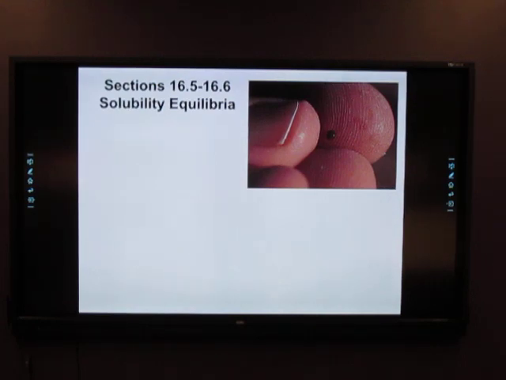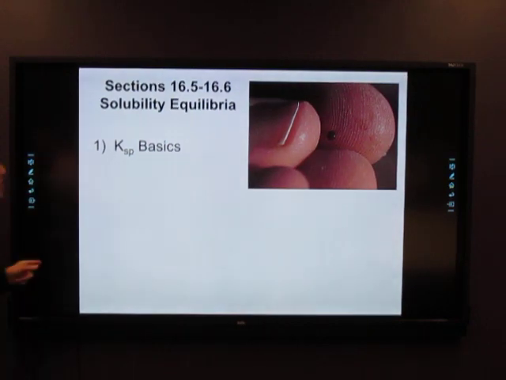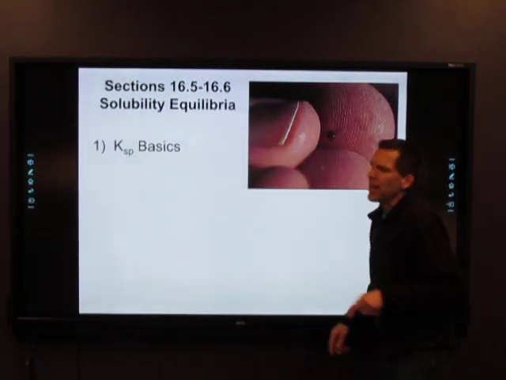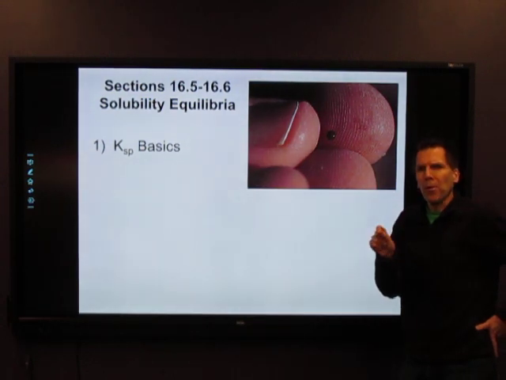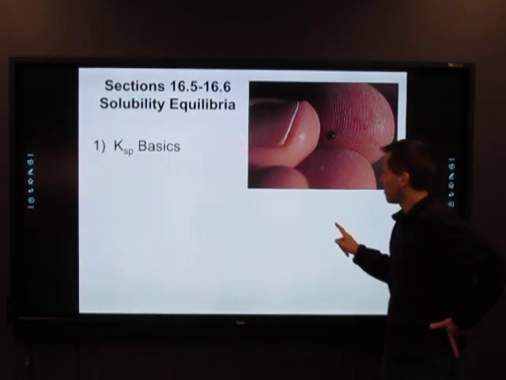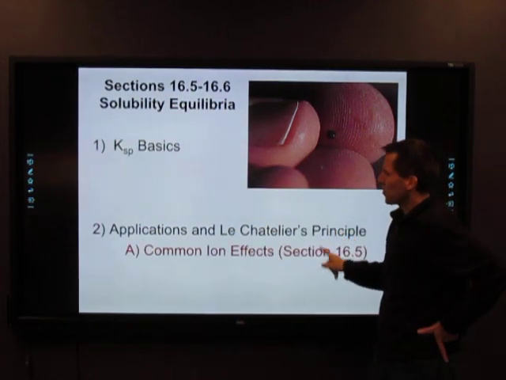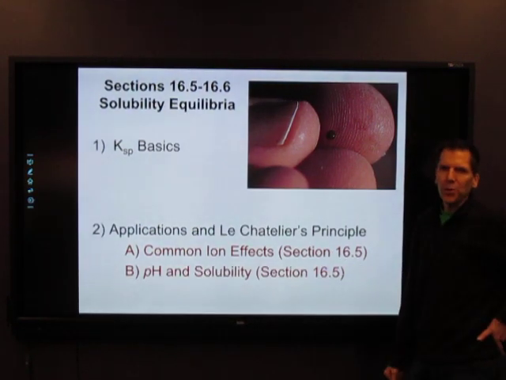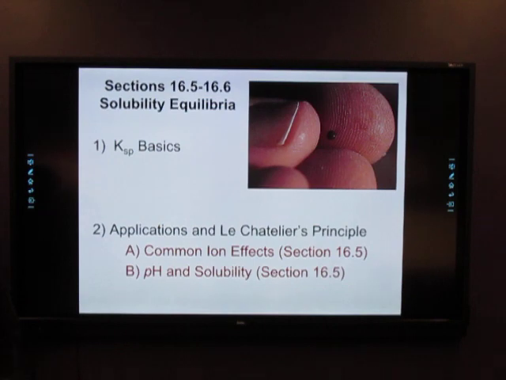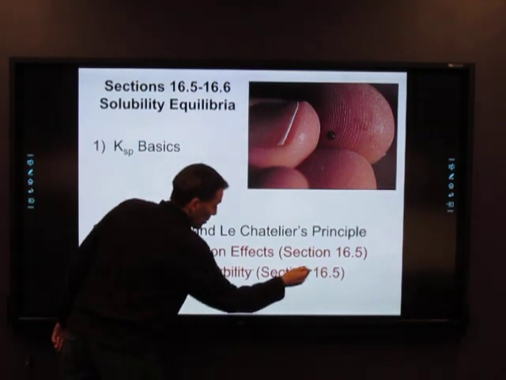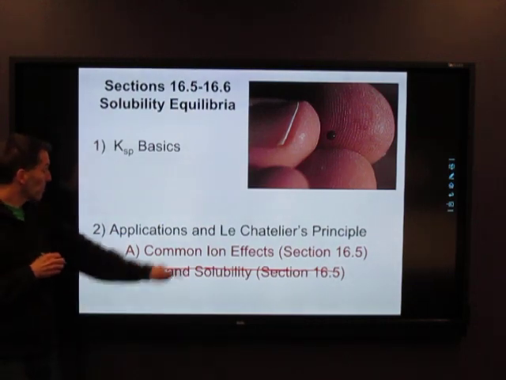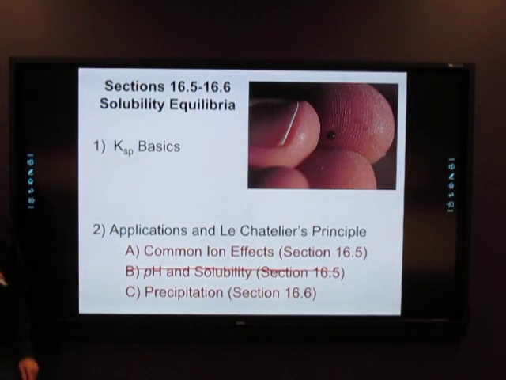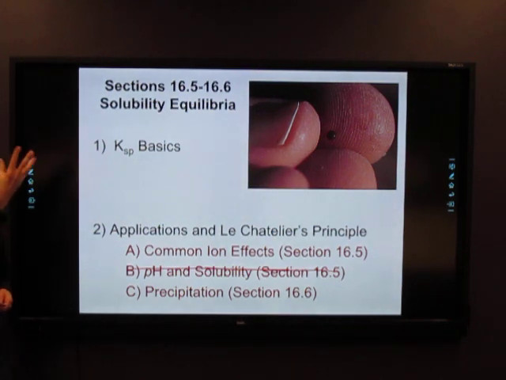And so now we'll get into this material on 16.5 and 16.6. We'll review some of the basics on Ksp. Keep in mind, sp stands for solubility product. We'll be doing ICE charts. We'll do some applications. We'll look at this thing called common ion effect. pH and solubility is actually one that we're going to skip for time and simplicity. So this one we will not do. And then we'll look at precipitation, making something fall out, just like rain falls out of the sky. You make a solid fall out of a solution.